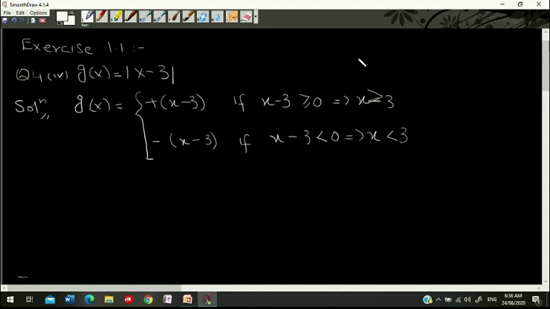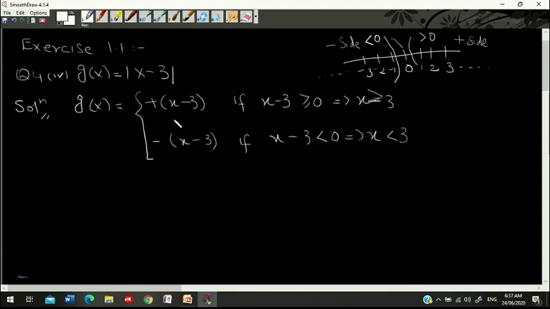When we draw a real line: 0, 1, 2, 3, and minus 1, minus 2, minus 3. We know that this whole part is less than 0, and this whole part is greater than 0. This is the positive side, and this is the negative side. So for this positive side, this function is greater than or equal to 0. When we take 0, it is also on this positive side.